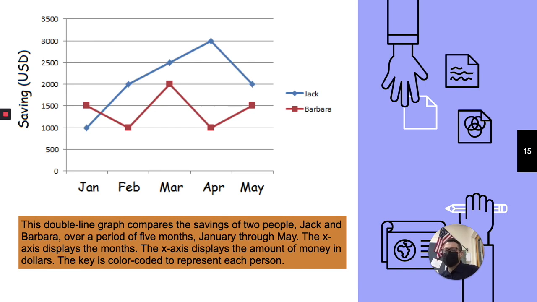Now, what's important to interpret here is that we use a line graph because how much money Jack, for example, has in January is connected to how much money they have in February and how much money they have in March.